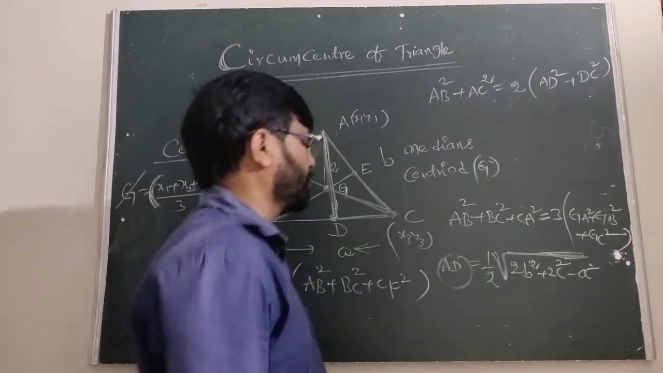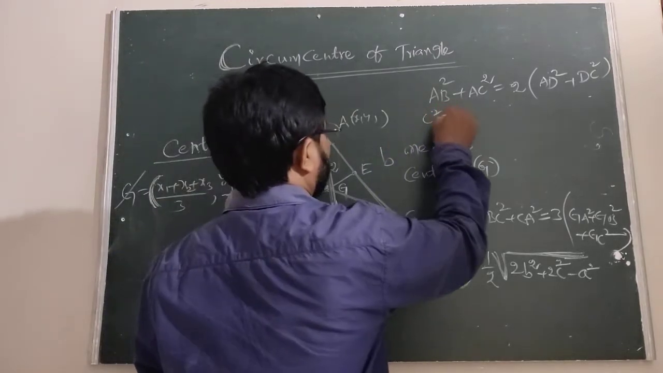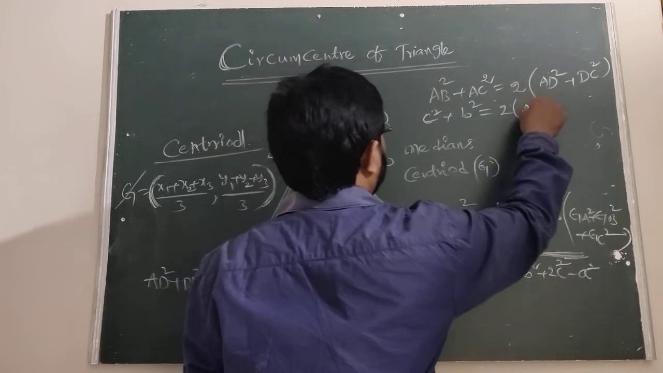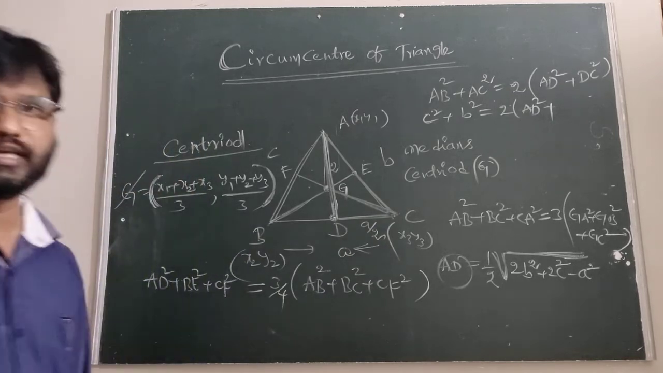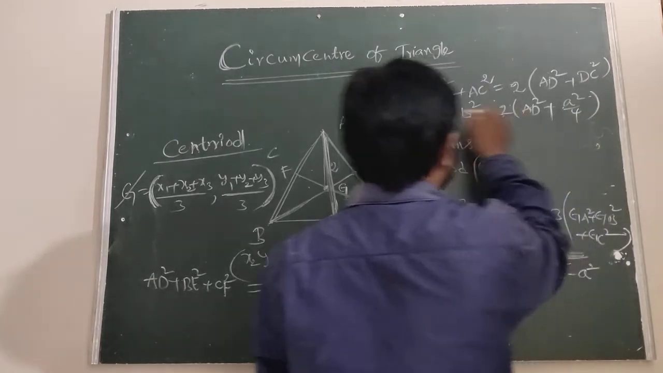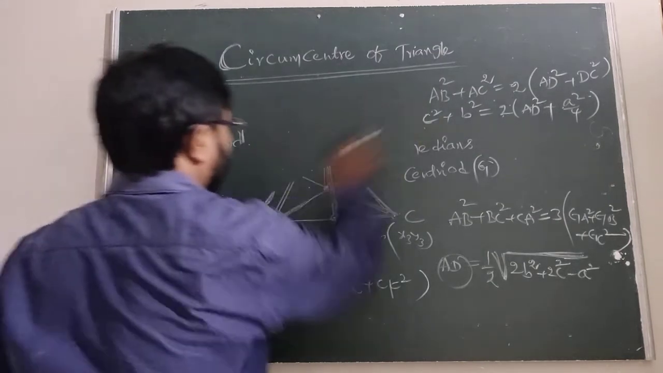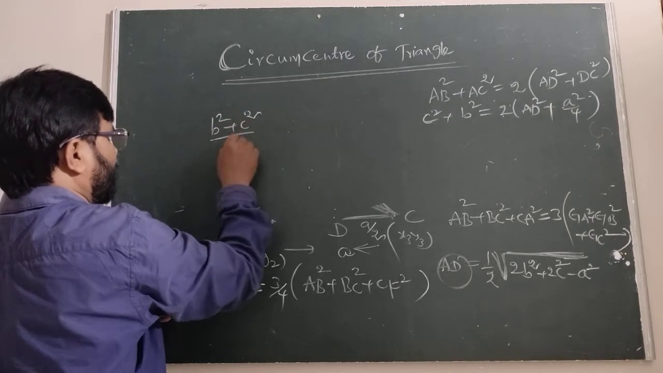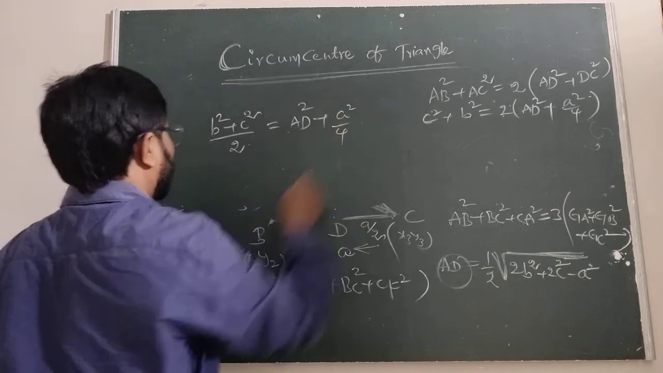When applying the Apollonius theorem, AB square is nothing but c square, AC square is b square, equals twice into AD square plus DC square, where DC is a by 2. Then it will be a square by 4. Now this is sent to the other side. Then we get (b square plus c square) by 2 equals AD square plus a square by 4.